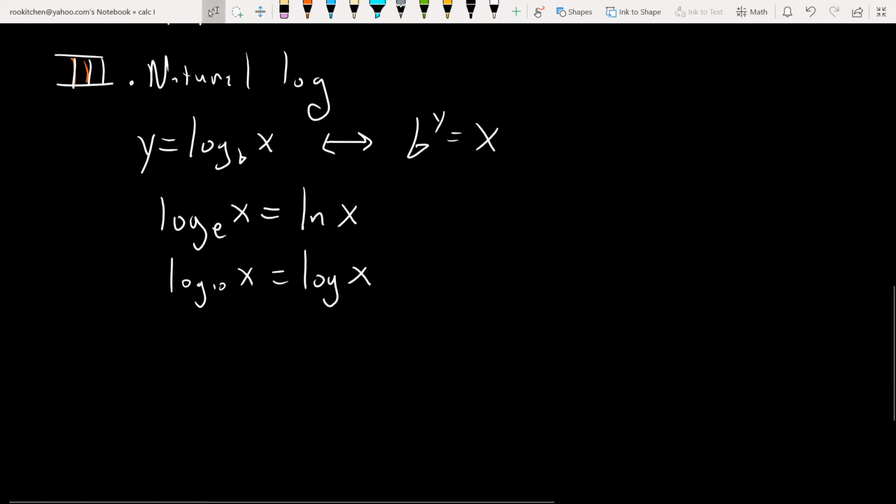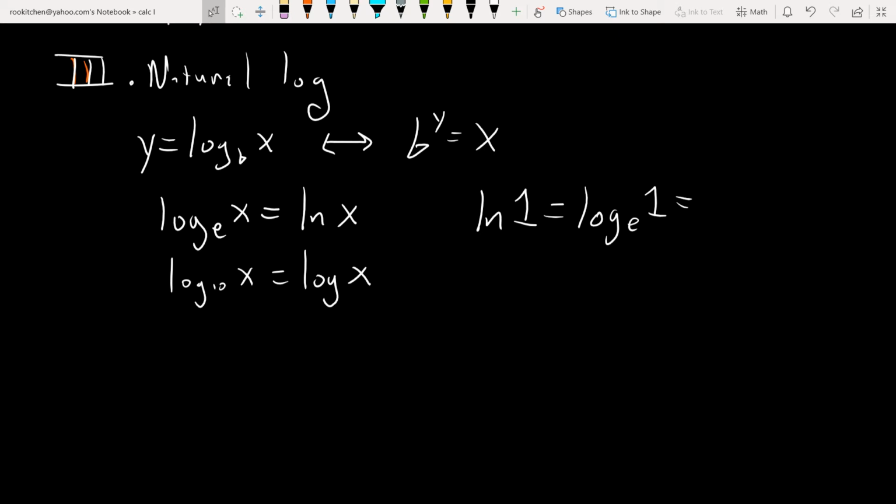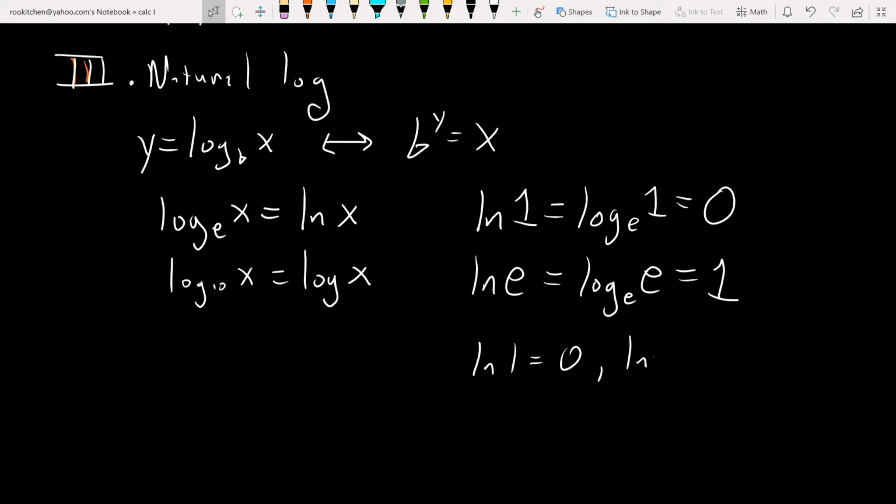So there are some simple values we should be able to figure out. What is the ln of 1? These are things that you should know off the top of your head. Using the definition, this is log base e of 1, and so it's asking e to what power equals 1? Well, 0. So ln of 1 is 0. Let's do another. ln of e. Log base e of e. So it's asking e to what power is equal to e? Well, that's just 1. So these two you should know off the top of your head. ln of 1 is 0. ln of e is 1.